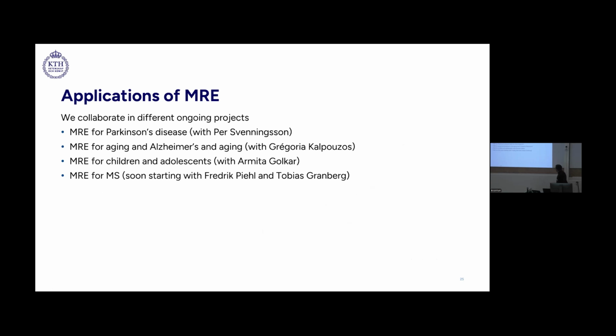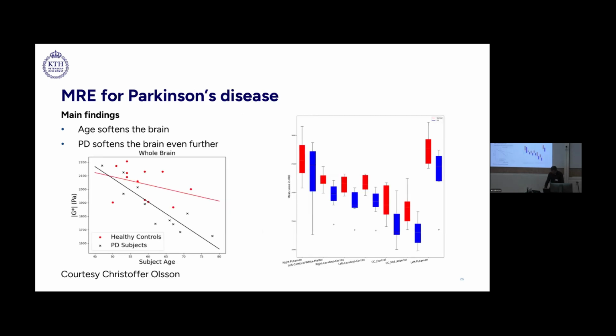So we are running different projects here, one on Parkinson's, Alzheimer's and aging with Gregoria, that you will maybe hear more about later this week. And children, adolescents, and MS will start soon. These are some preliminary results for Parkinson's. So then age softens the brain.